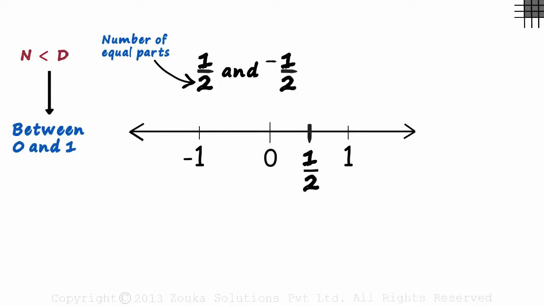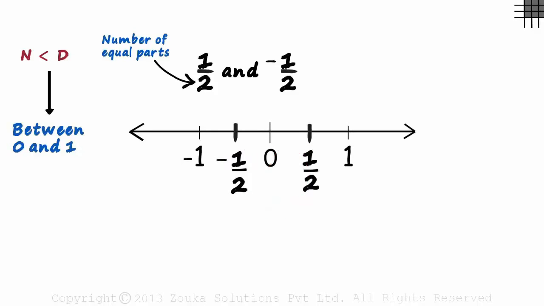We can use the same procedure to mark minus 1 by 2 on the left side of 0. Divide it into 2 parts and mark minus 1 by 2 one part away from 0. Just as integers had corresponding values, rational numbers too have corresponding values. In our example, minus 1 by 2 corresponds to 1 by 2.